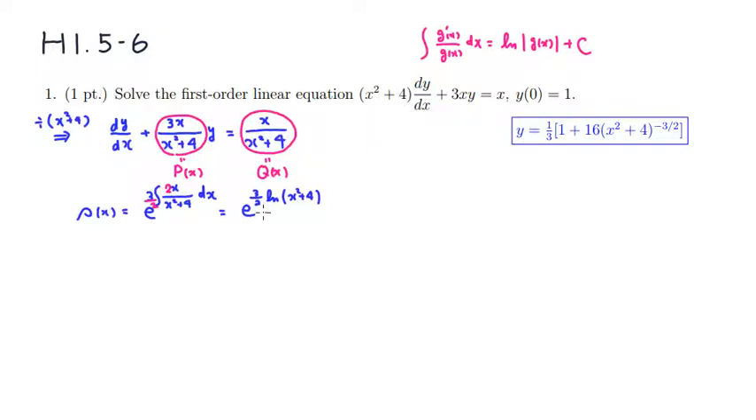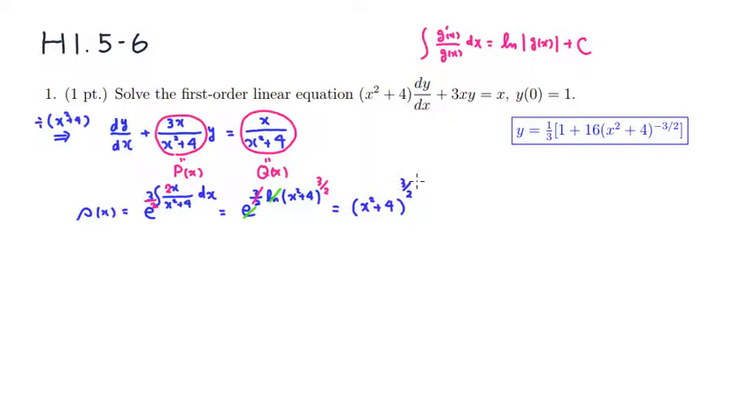So one thing we can do is take the 3/2 in front and place it as a power up here. Then we can cancel e to the natural log, since they are inverses of each other. Then you end up getting the quantity x squared plus 4 raised to the 3/2 power. So we got that.